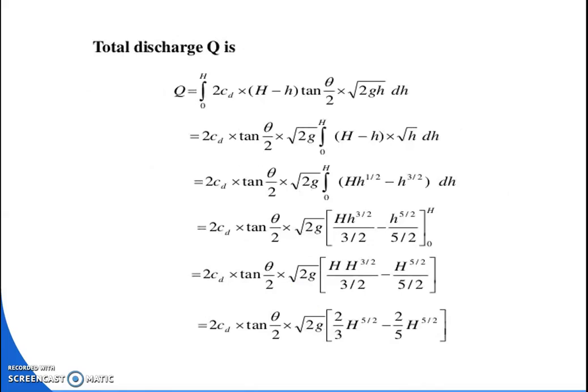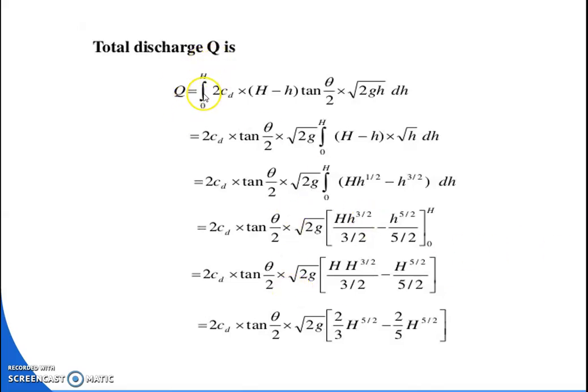The total discharge can be obtained by the integration of small discharge with limit values 0 to H. 0 condition means no flow condition, and H is the flow condition. 0 condition means that there is no liquid flowing over the triangular notch. Capital H means height of water. So, the discharge depends upon the height of water. So, we are going to take the limit value as 0 to H.